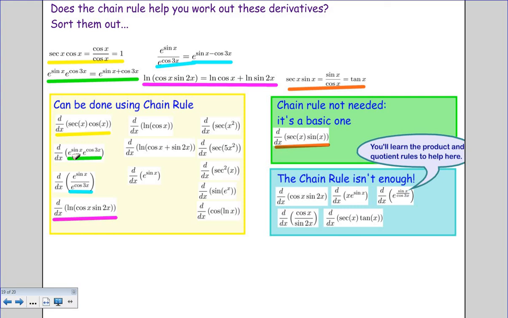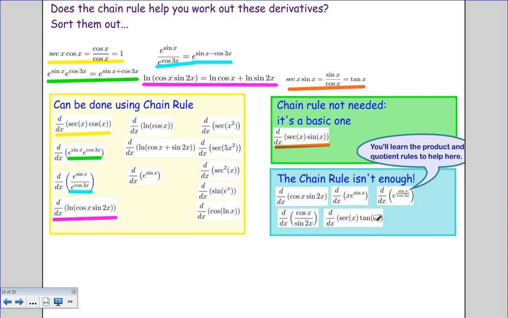But you also know about powers. E to the power of sine x times e to the cos 3x is the same as e to the sine x plus cos 3x, and that means you can use the chain rule. Same with the division, gives you a subtraction in the powers, so you can use the chain rule. We've got a log of two things multiplied together, which splits into a sum of logs, and you can apply the chain rule. And then we have more obvious uses of the chain rule.